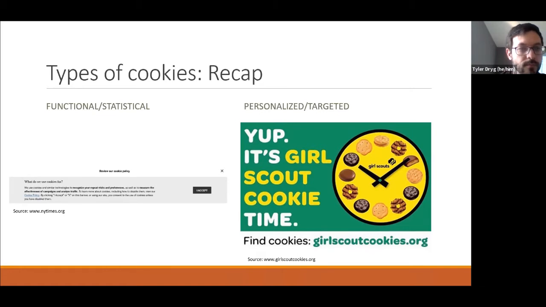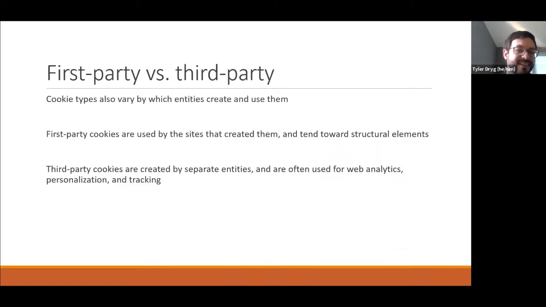All right. So we have those three categories of cookies: the functional, the statistical, and the personalized. But another important category to keep in mind when we're talking about cookies is that cookies can exist as first-party cookies or third-party cookies. And so what that means is who created the cookie? Who created this little web file that lives on your computer?